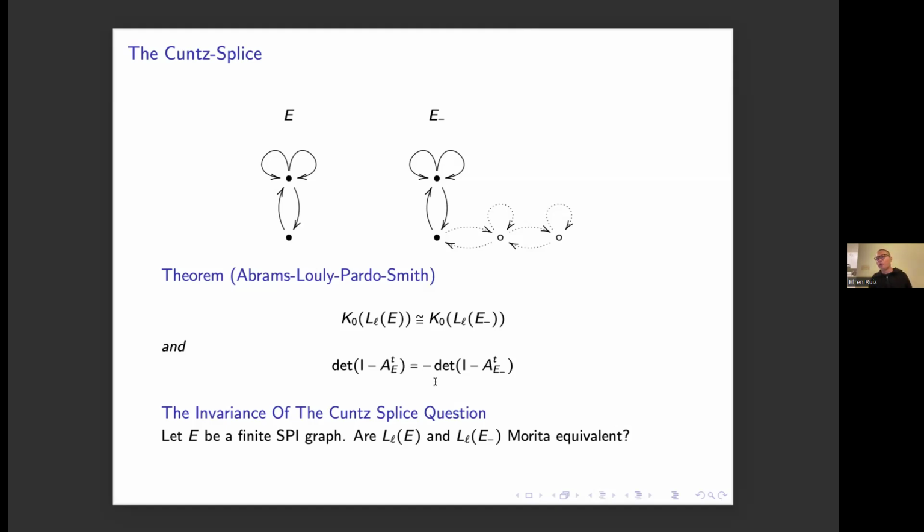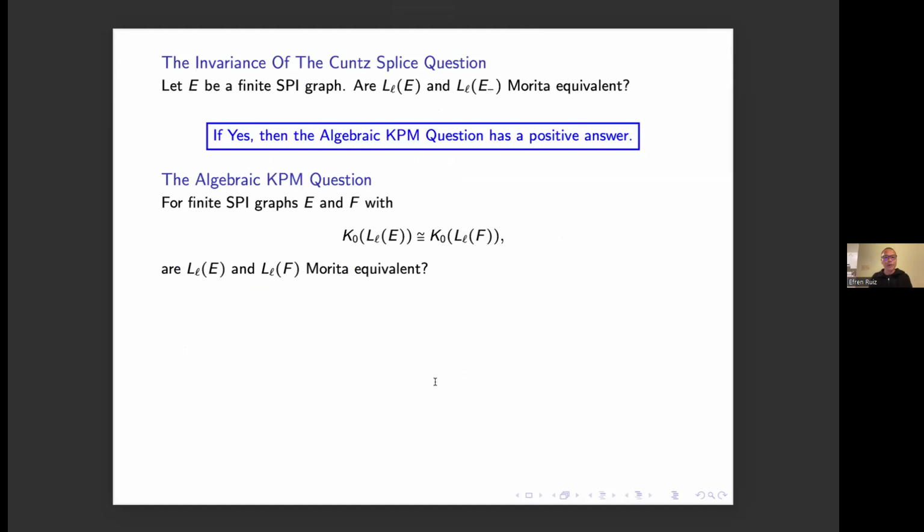So my goal for a little while is to basically argue that the algebraic Kirchberg-Phillips question is equivalent to the invariance of the Cuntz-Splice question. So this is just giving you various ways of attacking this problem and see which way you want to go. Okay, and so as I said, these are just the equivalent questions.